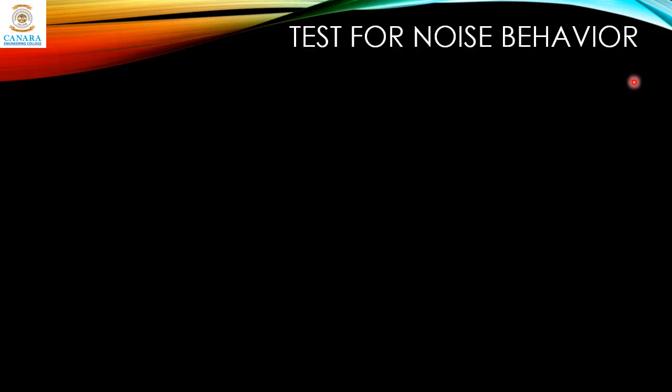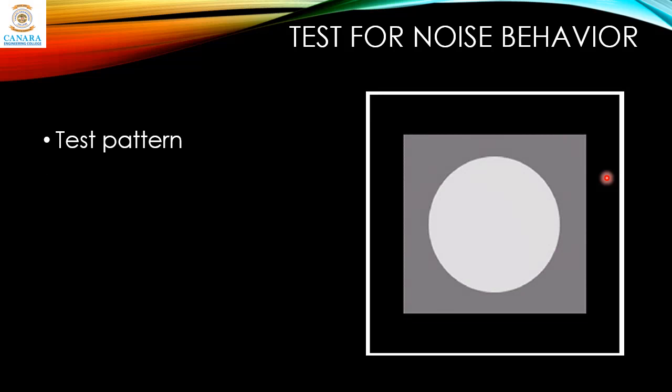Let us test for noise behavior. We have a test pattern like this. What we have here is a white circle and a gray square which covers the circle, and then we have a black border on the outside. So this is the test pattern. Ignore this white line here. That is the frame, and we don't consider that for our testing purpose.